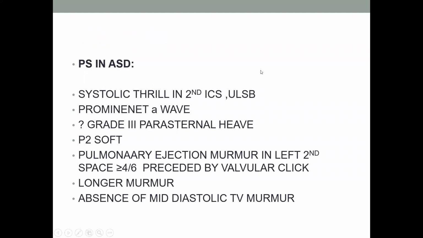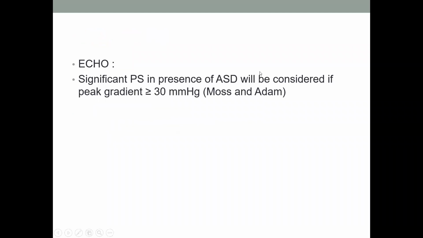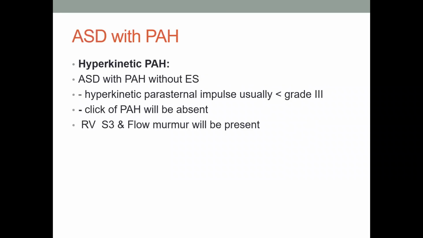Okay. Now let's see this. I know most of you know this. We did discuss that sometimes it's difficult to pick up mild PS in the presence of ASD. Up to 40 is okay with Moss and Adams.